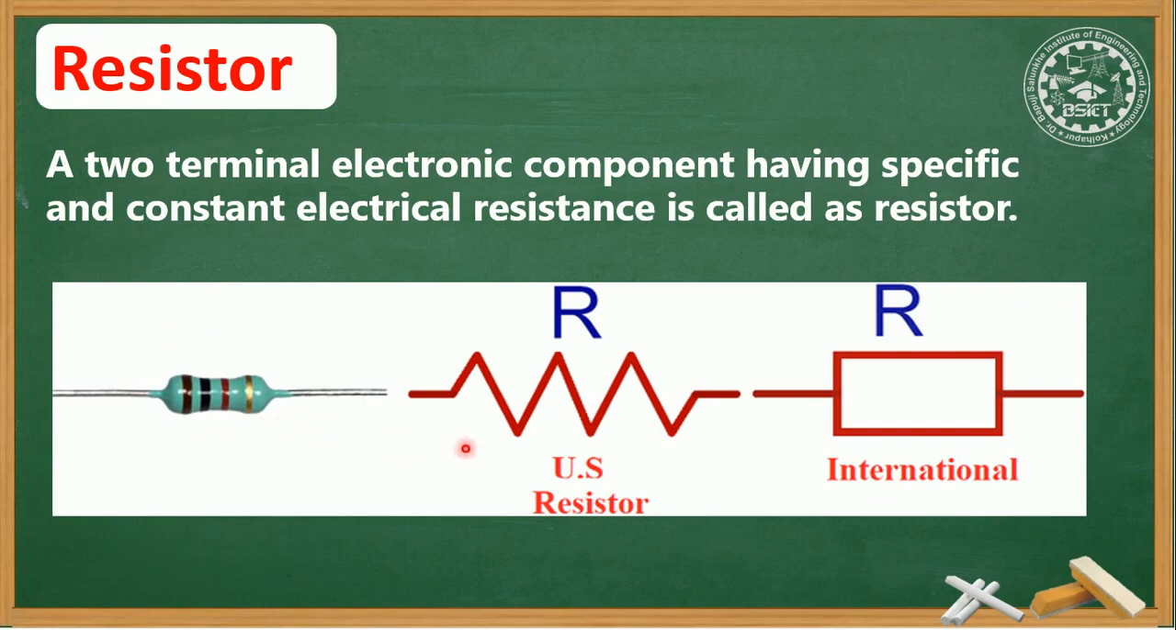The US resistor sign is this, which is generally popular, and internationally nowadays this sign is used. So a resistor is an electronic component having a specific or particular value of electrical resistance. It's a fixed value. The value of resistance for this resistor is fixed.